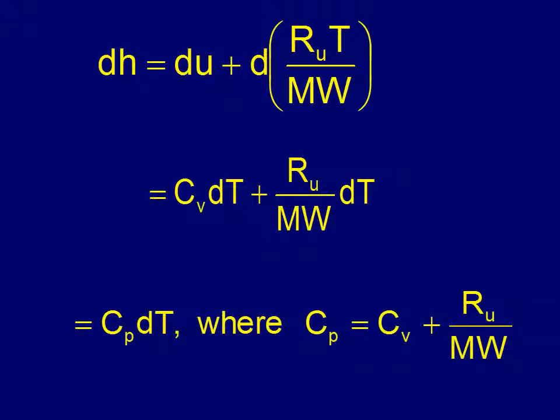which just allows us to calculate Cp. Remember, dH is equal to Cp dT, where Cp is equal to Cv plus Ru over molecular weight. So the thing to remember is that if you have values for Cp, you can get values for Cv from this equation here. It's easy to go between Cp and Cv for an ideal gas.